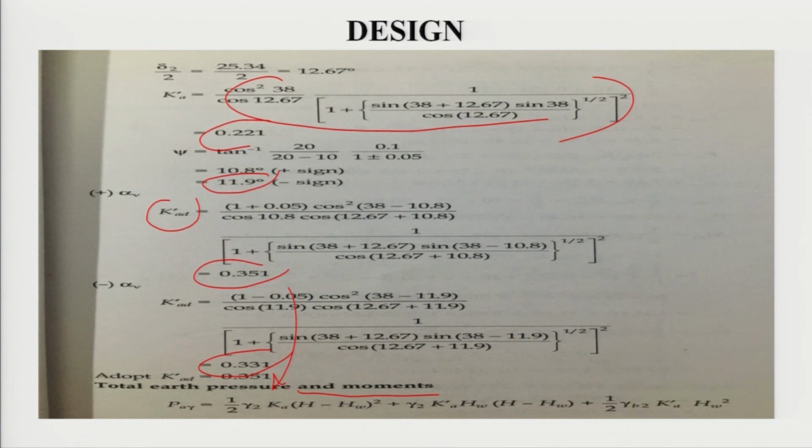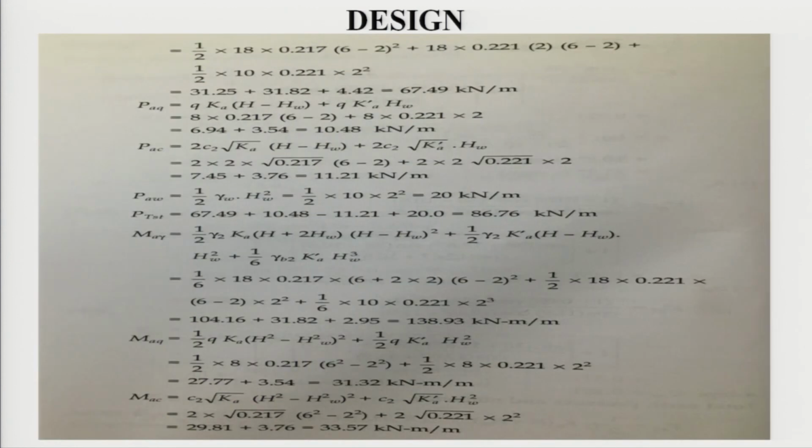Earth pressure at the moment, here is the PAγ. We put the value of the entire parameters we already have, and that will finally come to 67.49 kilonewton per meter. So now considering PAQ, by this formula we can put the value of each parameter and finally calculate it. That will come to 10.48 kilonewton per meter.